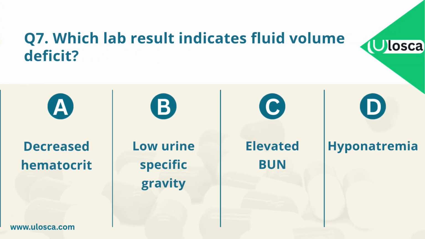Question 7. Which lab result indicates fluid volume deficit? A. Decreased hematocrit. B. Low urine specific gravity. C. Elevated BUN. D. Hyponatremia. Which one is the correct answer?